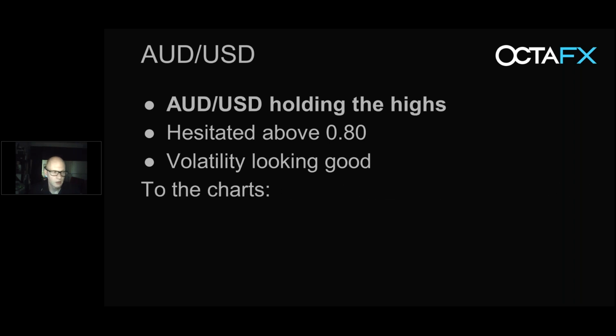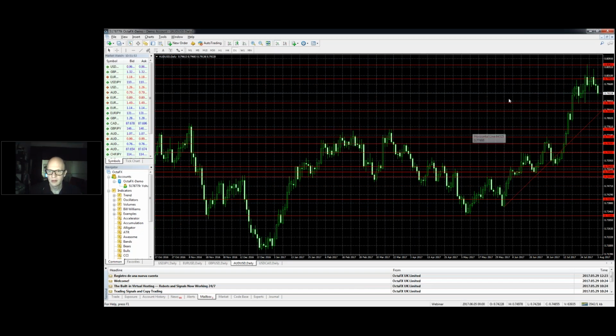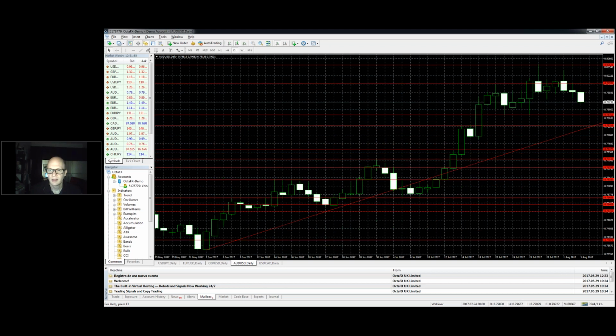Okay, let's look at the charts. Let's look at this retreat from the highs of the Australian dollar. So here we are. Let's zoom in a bit. We had a big break, of course, but now we're looking a bit to the downside. So levels from top to bottom.